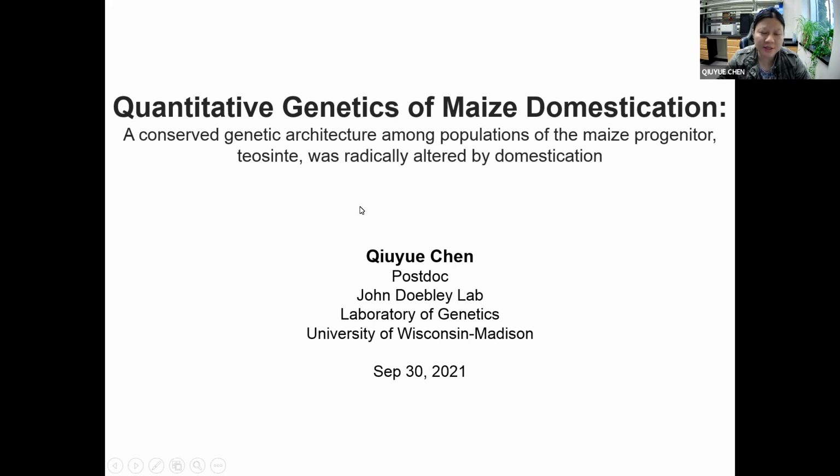Today, I'll share some recent work on quantitative genetics of maize domestication, where we found that a conserved genetic architecture among populations of the maize progenitor teosinte was radically altered by domestication.